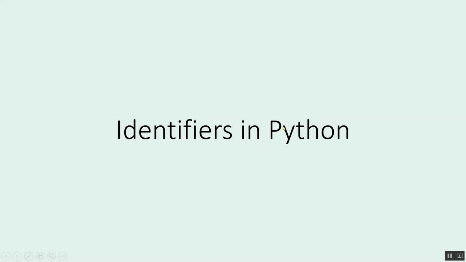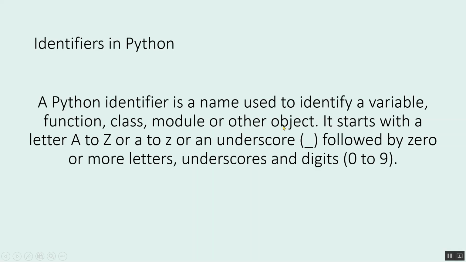So, identifiers in Python. A Python identifier is a name used to identify a variable, function, class, module, or other object. It starts with a letter, capital A to Z or lowercase a to z, or an underscore, followed by zero or more letters, underscores, and digits.